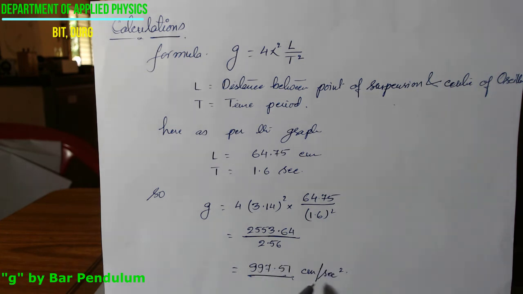And I have given the unit also, that is centimeter per square second. So this is the completion of our calculation part, and hence we have obtained the objective of this experiment, that is, we wanted to determine the acceleration due to gravity with the help of the bar pendulum. So that's all in this experiment.